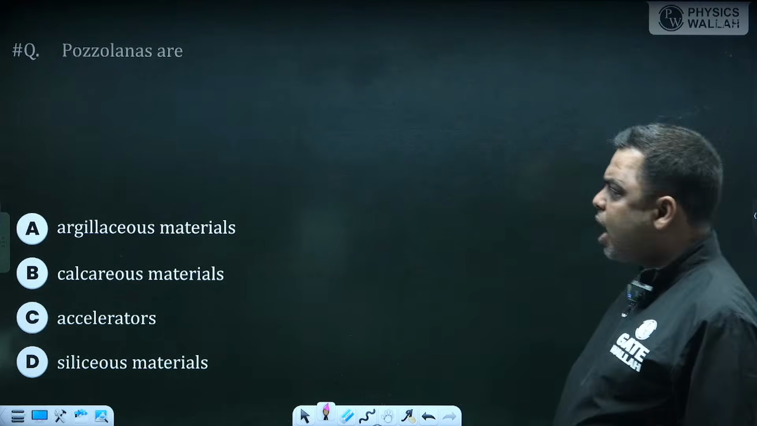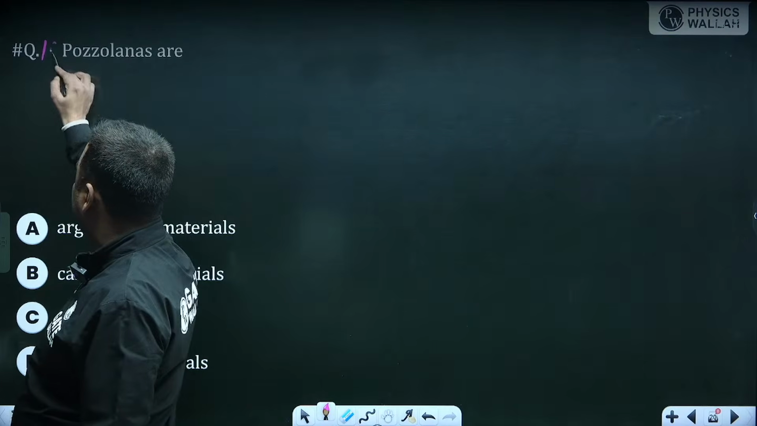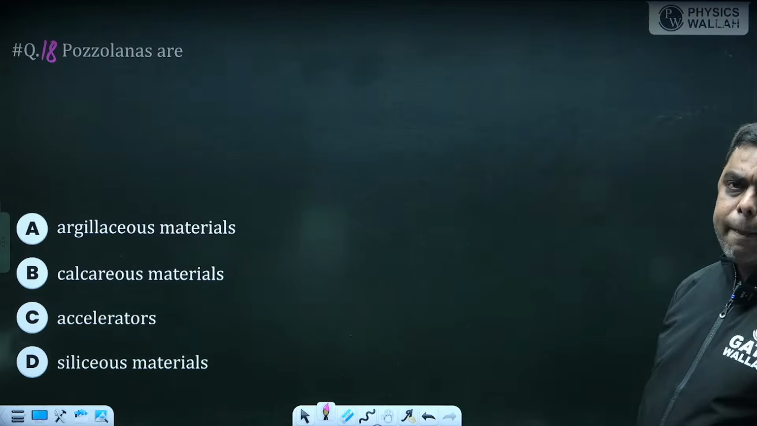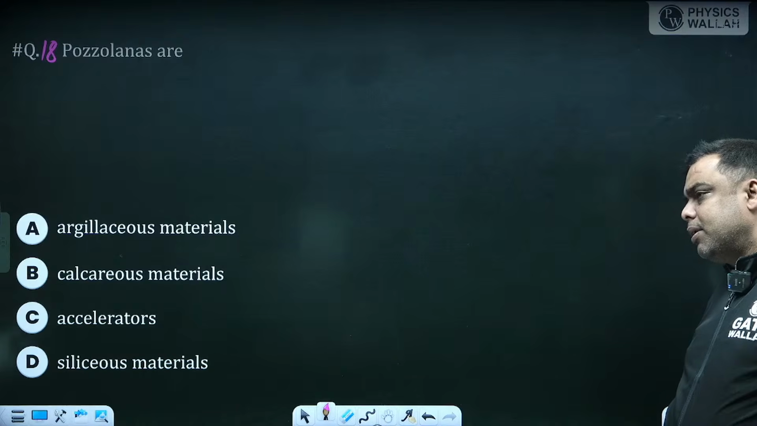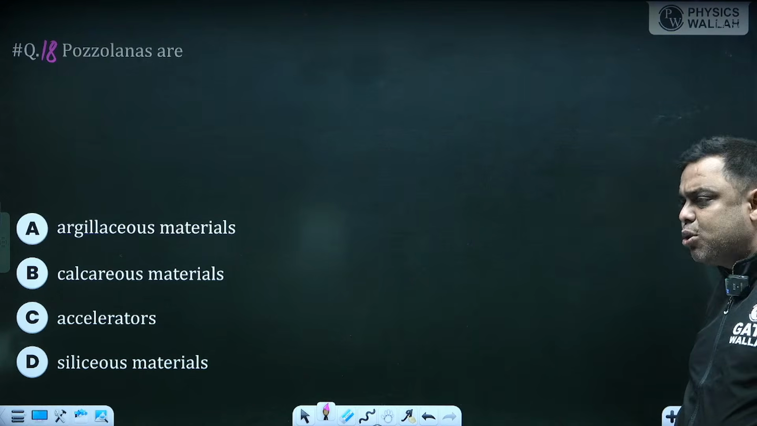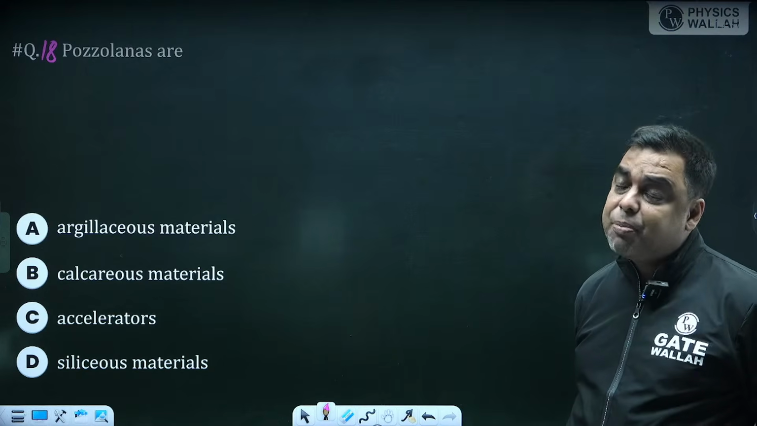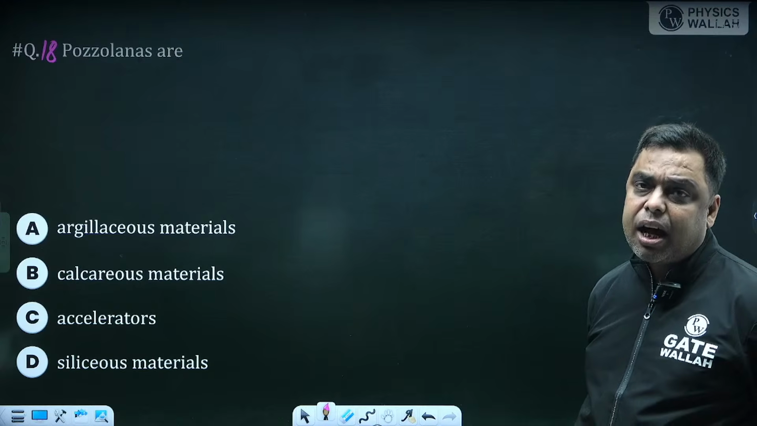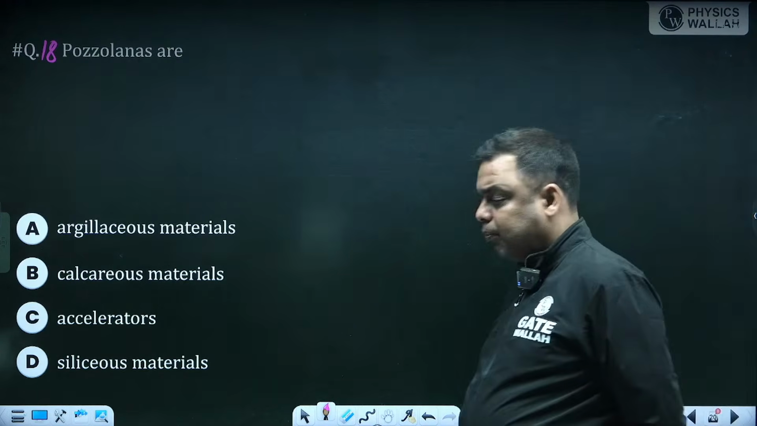Next, pozzolanas are which material? Originally, pozzolanas are siliceous and aluminous material, but majorly those are siliceous material. They have silica.